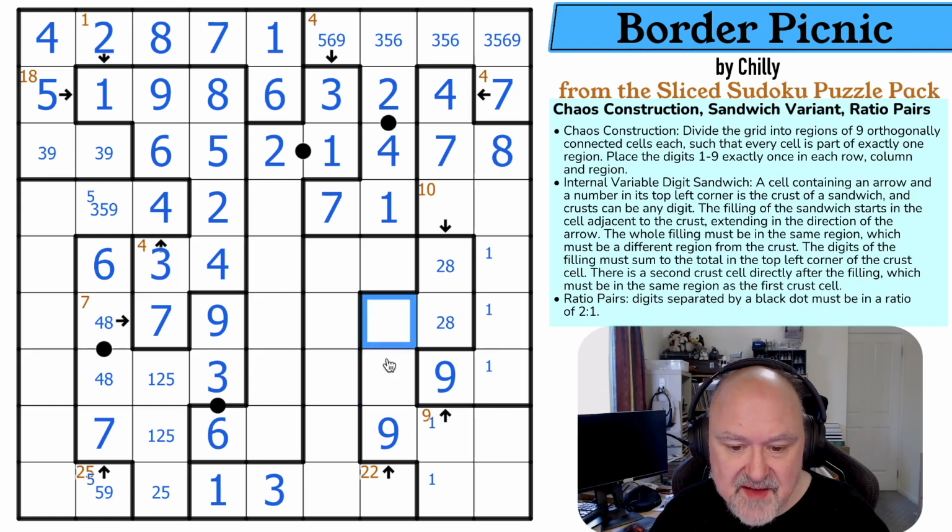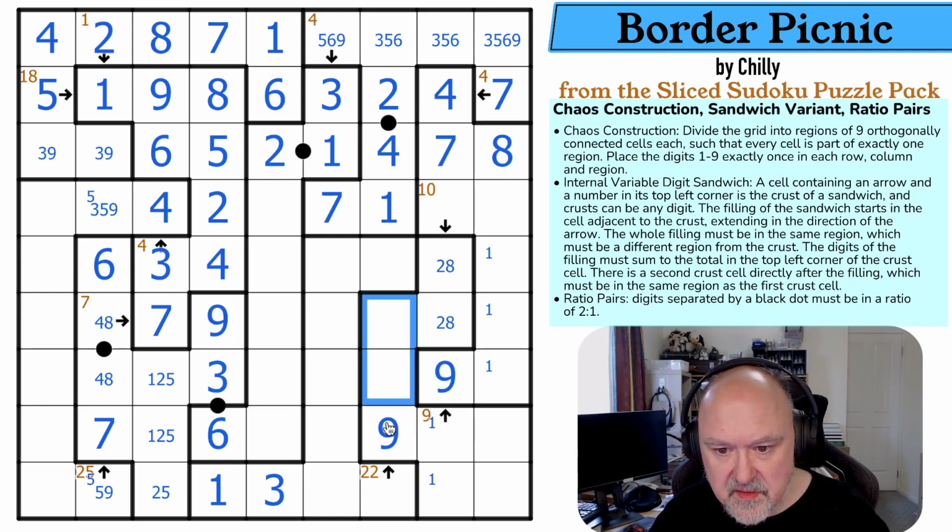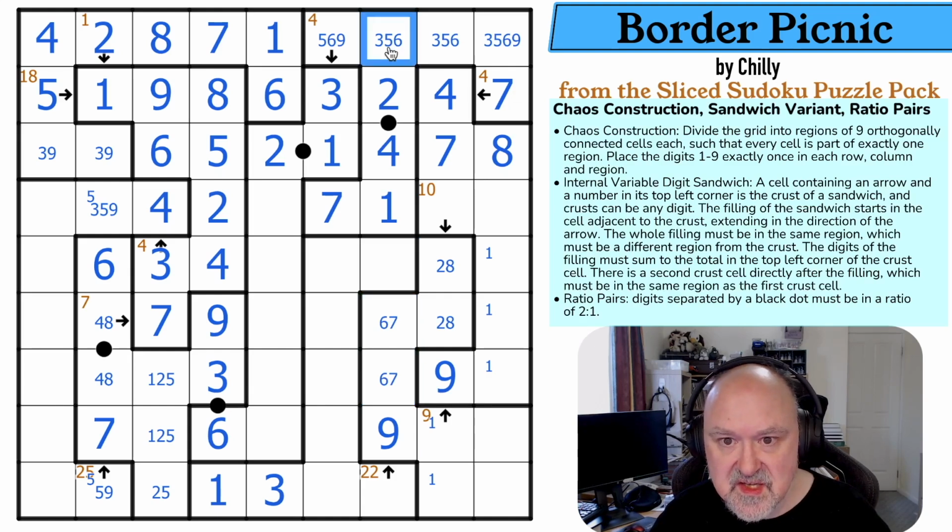So these have to sum to 13. They're not 9, 4. They're not 8, 3. Hang on. These have to sum to 13. They're not 9, 4. They're not 8, 5. This is a 7, 6. So there's no 6 here. The 7 is making this the 6 and this the 7.